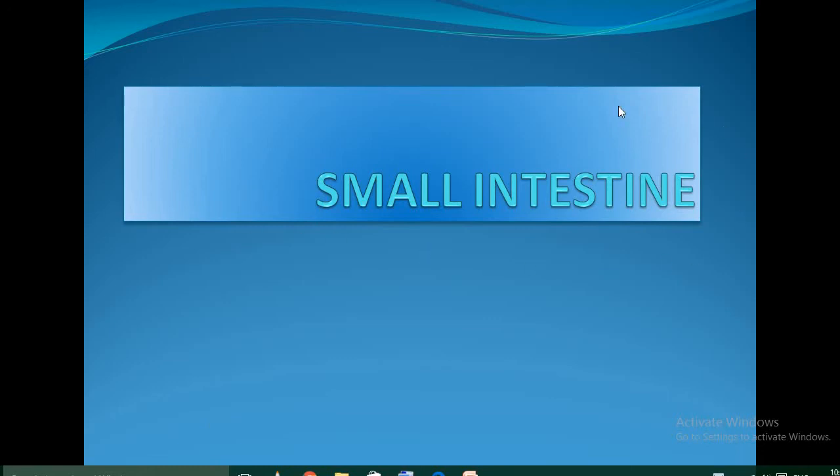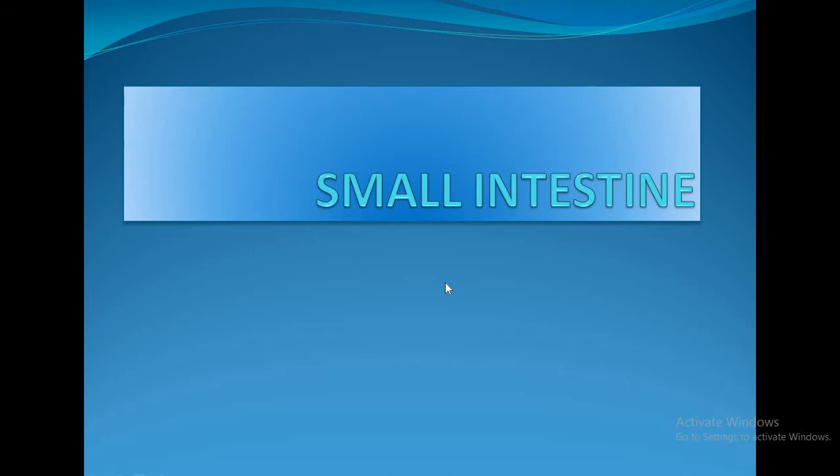Now the question arises, what is the basic difference? Why is it known as the small intestine? Because its width, or its diameter, is less than the diameter of the large intestine. Although it is longer than the large intestine, it is still known as the small intestine because its diameter is less than that of the large intestine. Okay, so let's start with this topic.